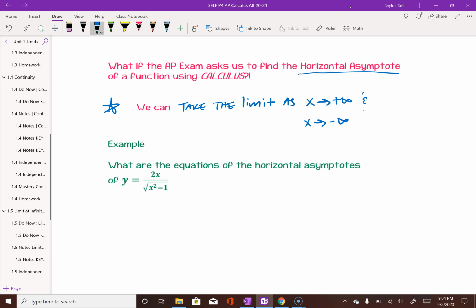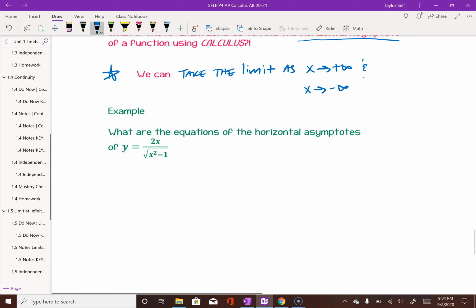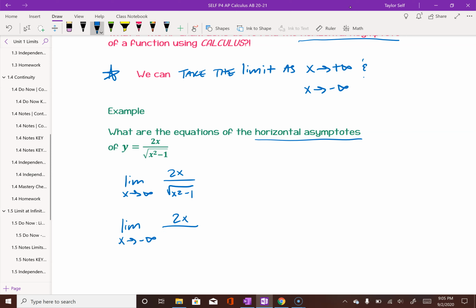This is our last example. So what are the equations of the horizontal asymptotes of this function? y equals 2x over the square root of x squared minus 1. Okay, here we go. To find the horizontal asymptotes, I'm going to take the limit as x approaches infinity of this function, and I'm going to take the limit as x approaches negative infinity of this function. And I intentionally did a radical function, one with a square root, because I wanted y'all to see how this is a little different.